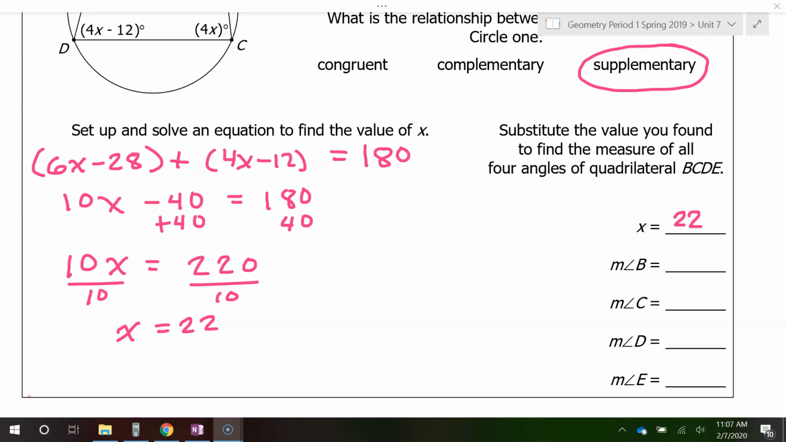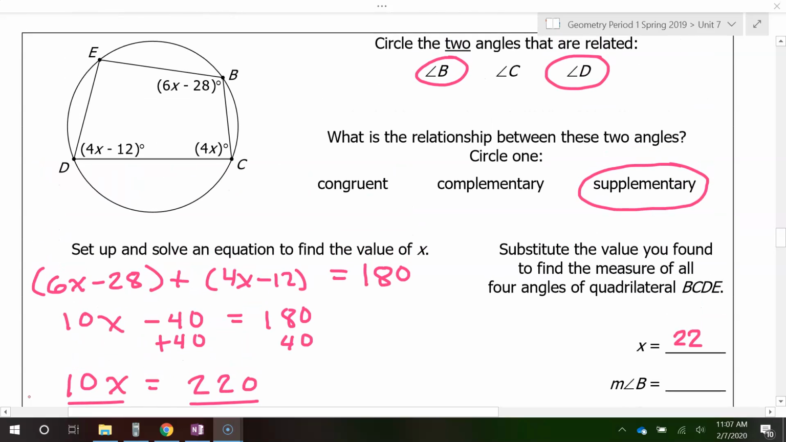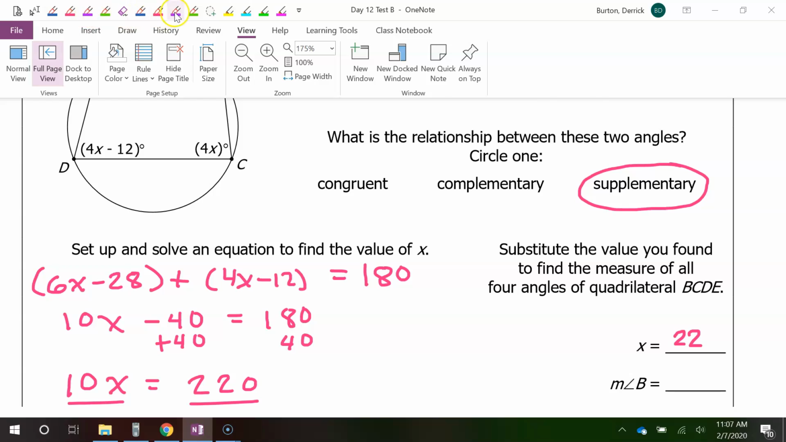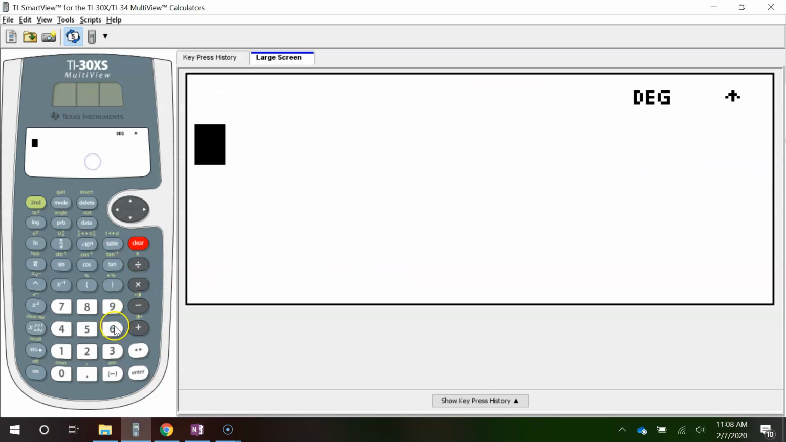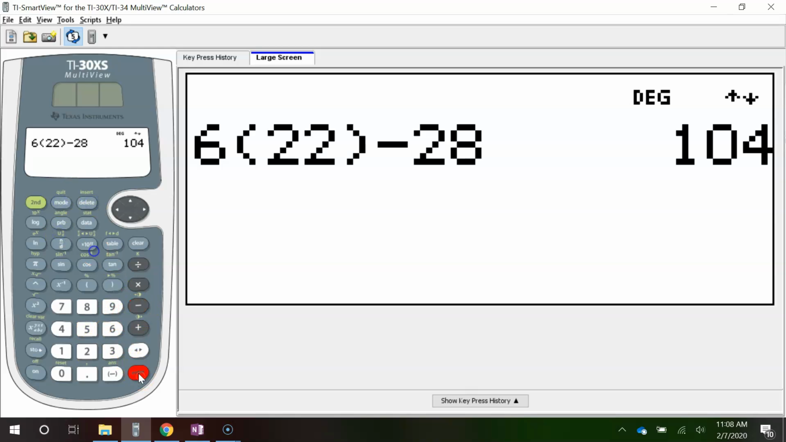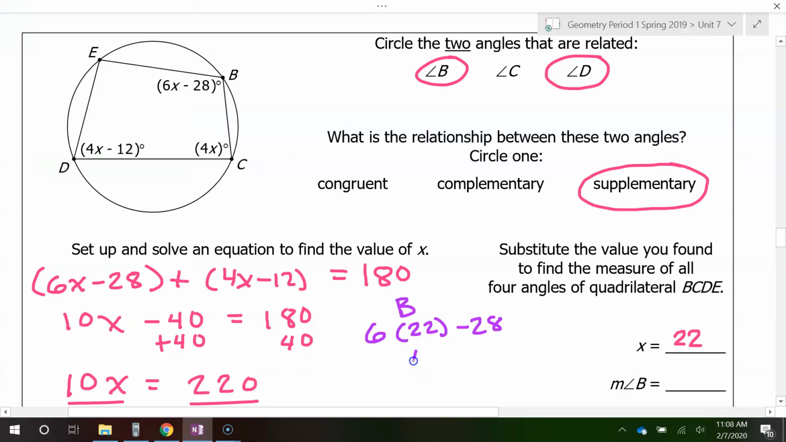Now we need to do some substitution to find the other angles. So let's see, angle B, we know that angle B is 6x minus 28. So angle B is going to be 6, and instead of x, I'm going to go ahead and put 22. So 6 times 22 minus 28. And that's 104. So angle B is 104 degrees.